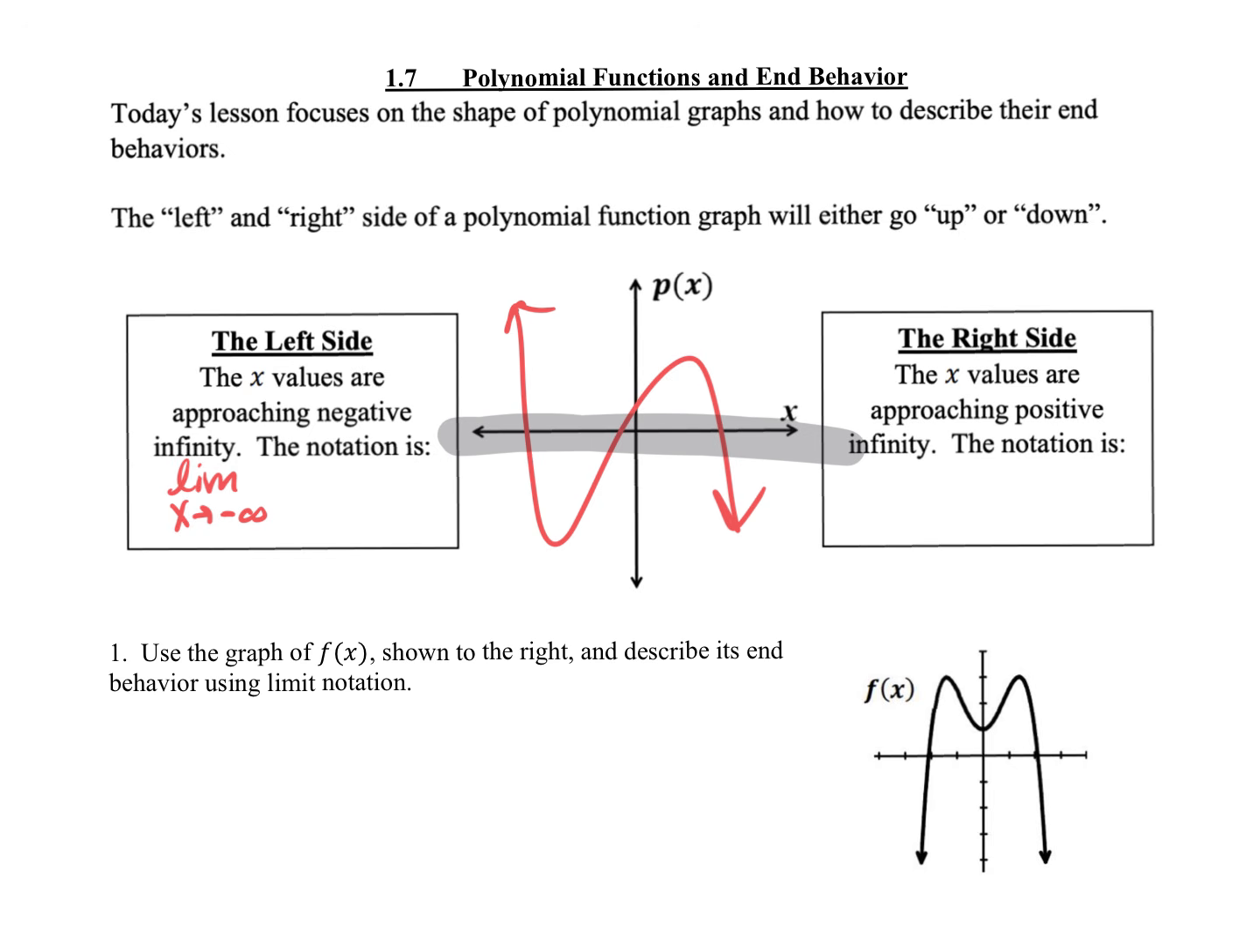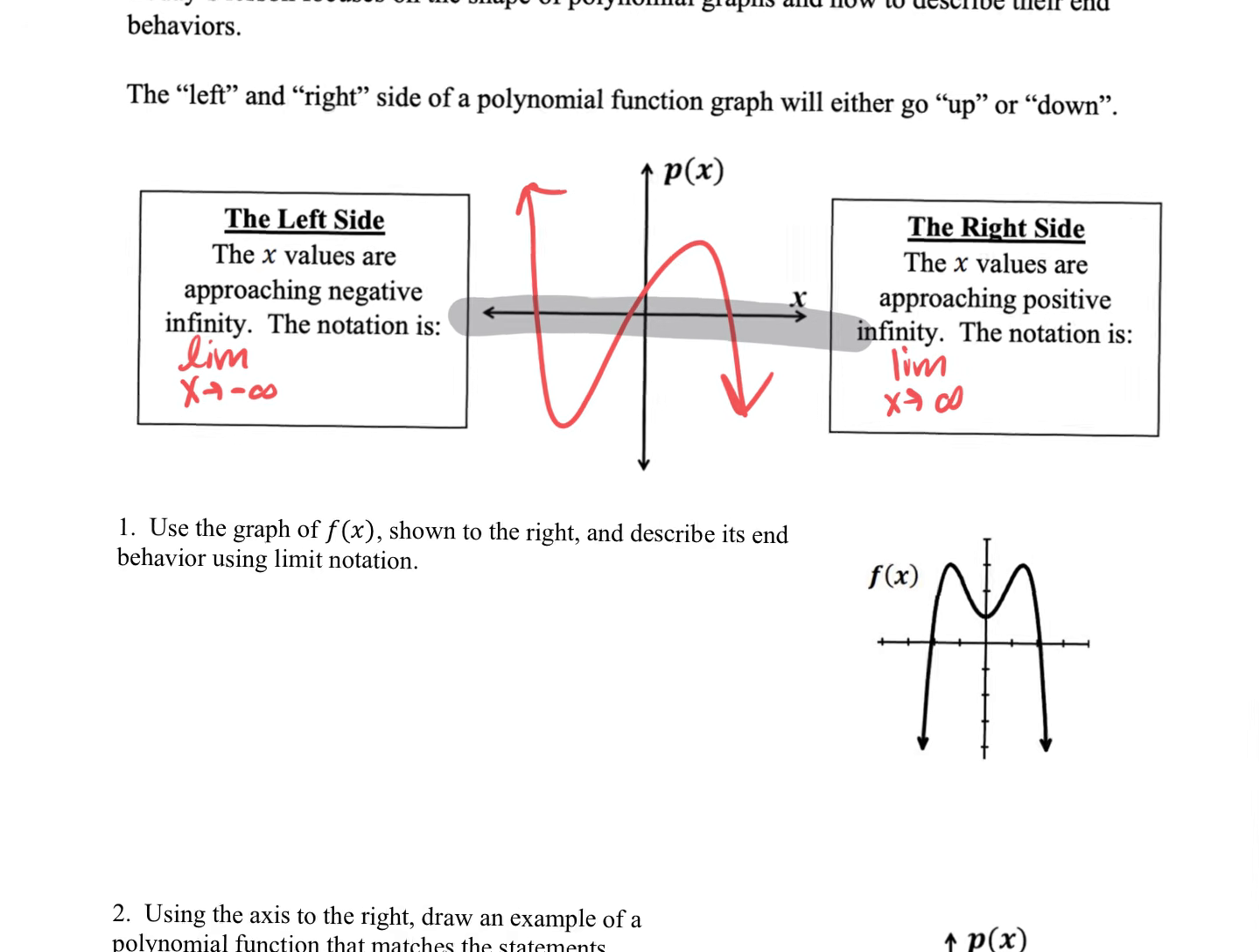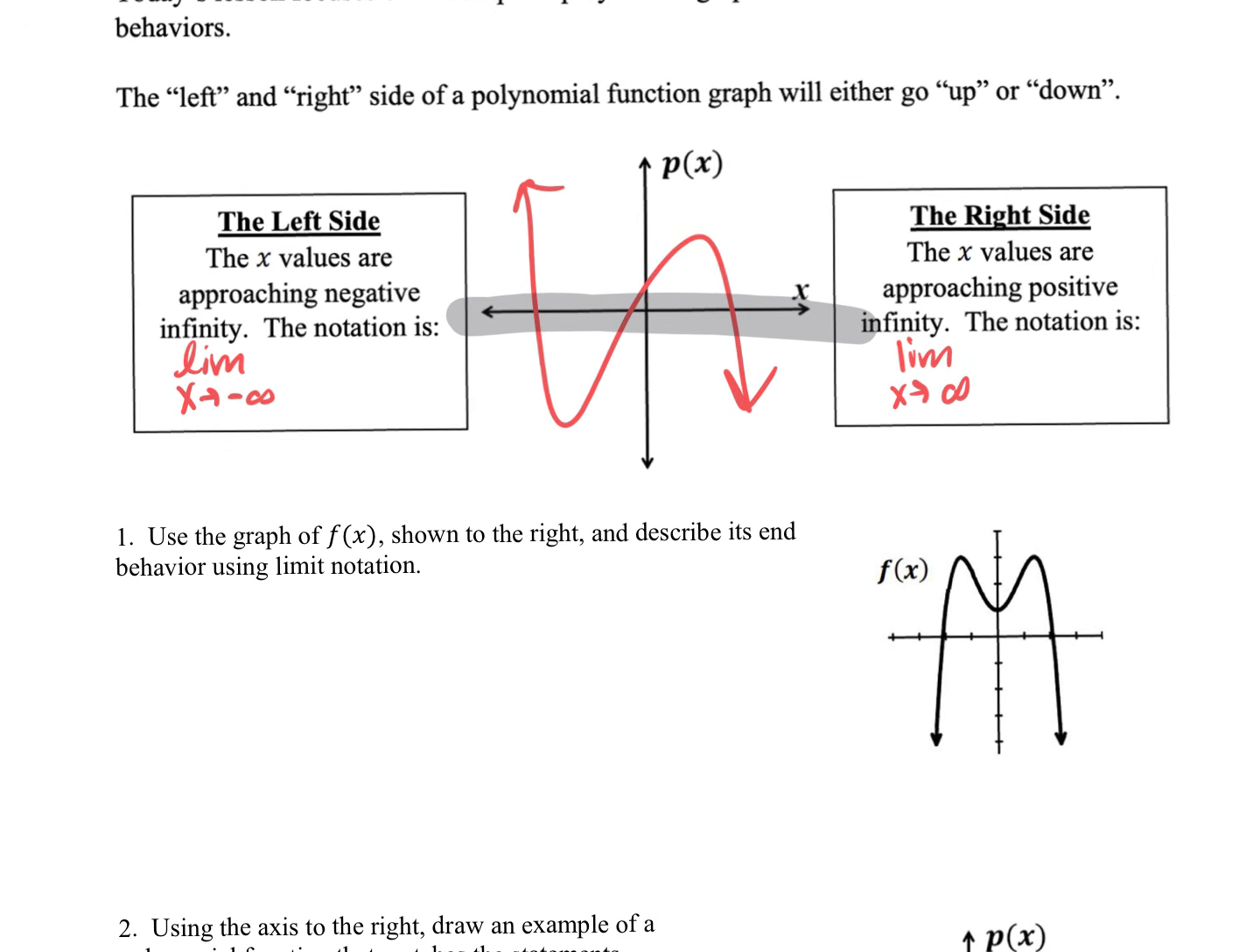That's just saying as my x values go to the negative infinity, what's my y doing, okay? If we want to refer to going to the right side, you're going to say the limit, L-I-M, as x approaches positive infinity. That's how you decipher what's going on with our graph.